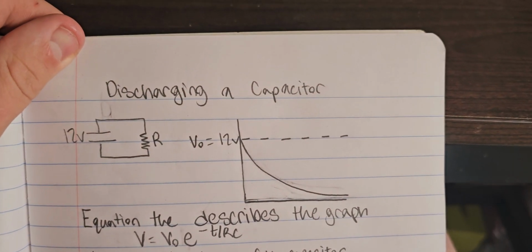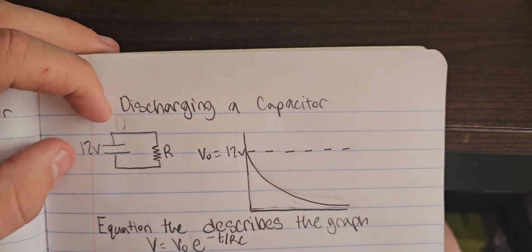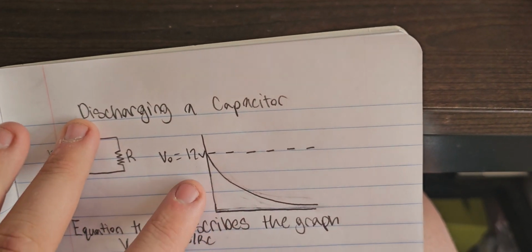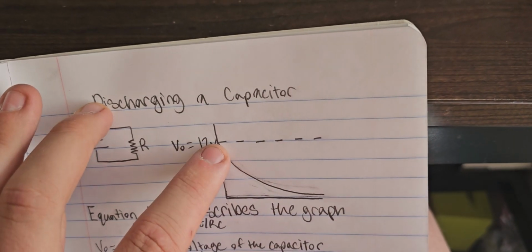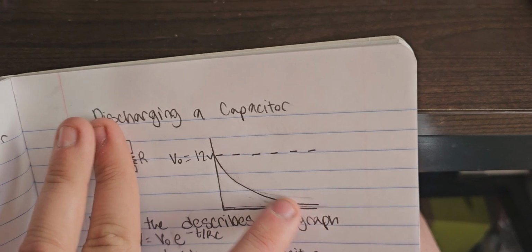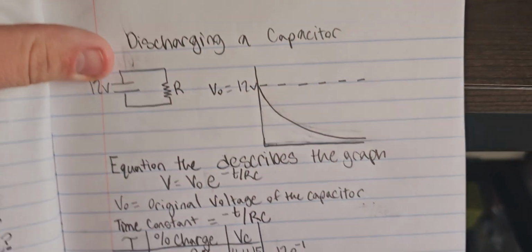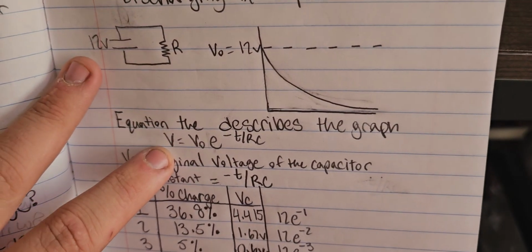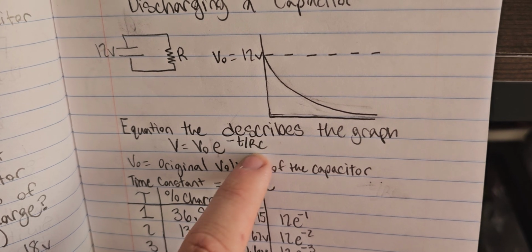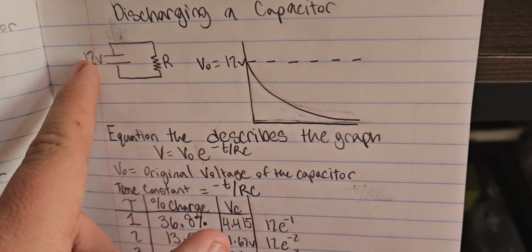So now we're over here for discharging a capacitor. Here's a simple battery. This is the graph for discharging a capacitor. You initially start at 12 volts, and it decreases exponentially all the way to 0. The equation that describes the graph is V equals V naught times e to the negative t divided by RC. V naught is the original voltage of the capacitor, which is 12 volts.